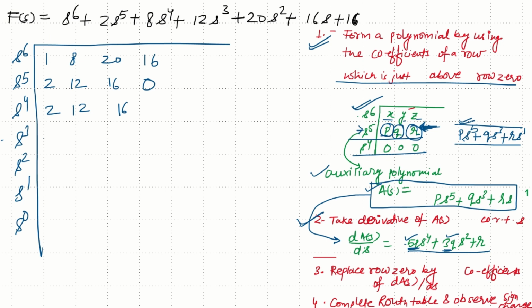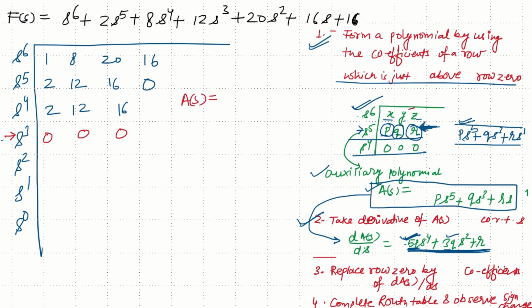The coefficient is r, so we will put these coefficients instead of 0 in the next row of the Routh table, and then we will complete the Routh table by considering these coefficients and then observe the sign change. Let me do this for this particular example here. In this example, the s to power 3 coefficients become 0. If you remember, these coefficients become 0. So now we will form the auxiliary polynomial for this question.